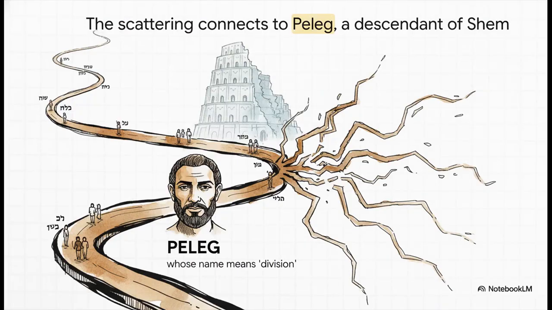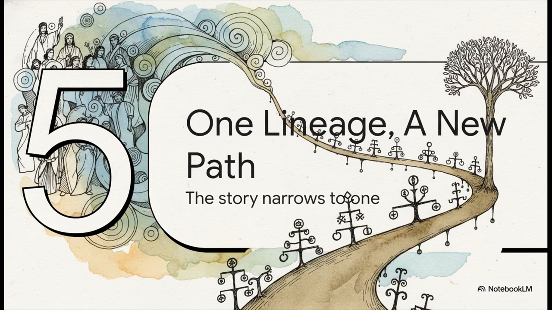And here's where it all comes together in a really cool way. Remember those family trees from earlier? Well, back in the line of Shem, there was a guy named Peleg, and his name literally means division. The text even says he was named that because during his lifetime, the people of the world were divided. The scattering at Babel, that's the event his name was pointing to all along. It all just clicks.